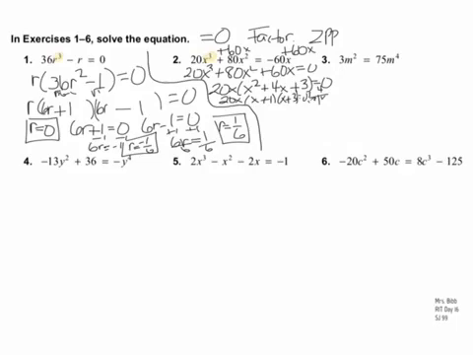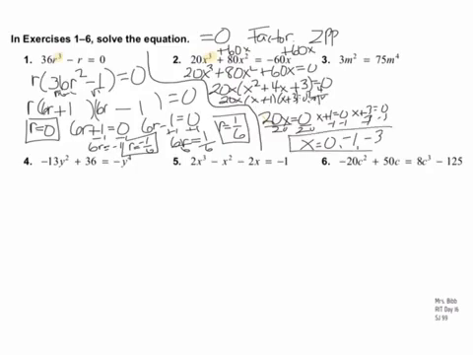I'll do the zero product property now. Sorry about that. 20x will equal 0. X plus 1 equals 0. X plus 3 equals 0. X equals 0. Negative 1. And negative 3. You are welcome to write your answer that way. That's perfectly fine.